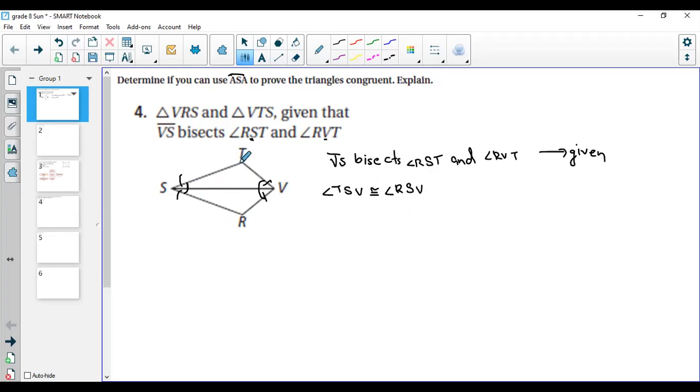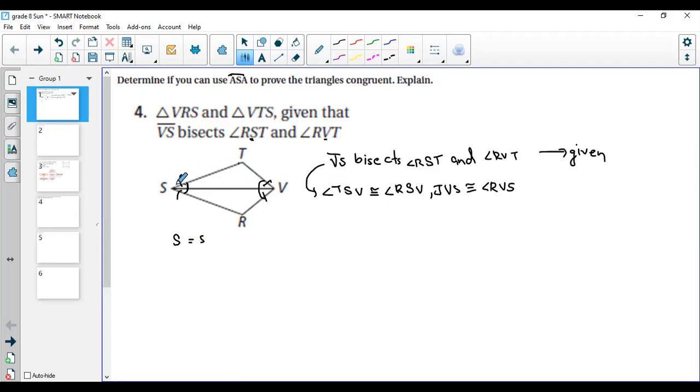Also, I can say angle TVS is congruent to angle RVS, right? Do it slowly, you will understand it. First, write the information given, then find out because of this bisecting what happened. What happened because of the bisecting? This angle became equal to this angle. This angle became equal to this angle. So that's what we are writing. Instead of writing angle S equals angle S, we are just following an order, that's all.